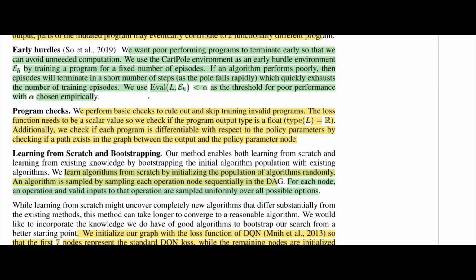Then there are also program checks, which are basically some heuristics to remove algorithms which don't make any sense. Because the output should be a loss function, the output type should be a float. If the output type is not a float, they will remove that algorithm. And since we have to train using gradient descent, they also check if the program is differentiable with respect to the policy parameters. They do this by checking if a path exists from the policy to the output. If a path exists and it is a computation graph, then you can use backpropagation to calculate the gradients.